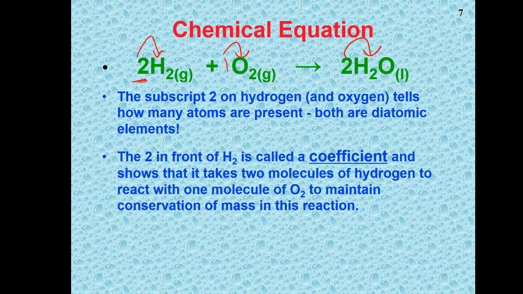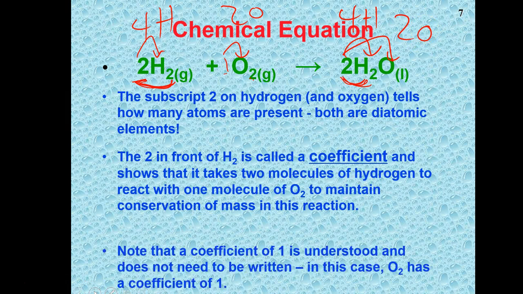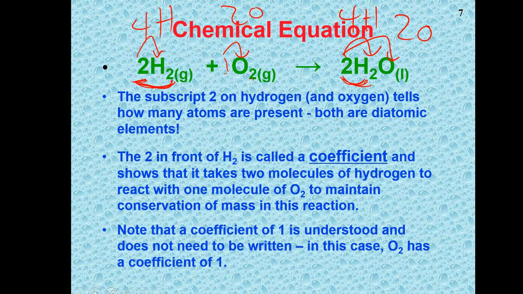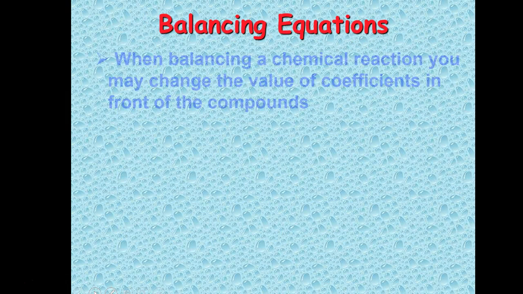That's what it means. To maintain conservation of mass, if I counted just my atoms, I have here 4 hydrogen atoms. Over here, that number multiplies, and I get 4 hydrogen atoms. Here, I only have 1 molecule, but I have 2 oxygen atoms, and that 2 distributes. Over here, I have 2 oxygen atoms. That makes it balanced.